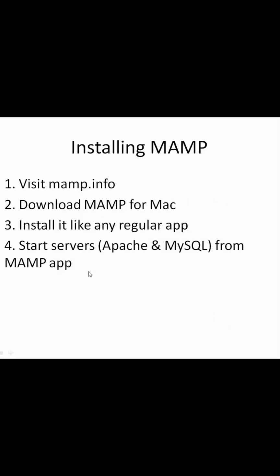Next is how to install the MAMP. The MAMP is almost the same thing as we did in installing the XAMPP. This is where you are going to visit, first of all, mamp.info. Then you are going to download on your Mac, then install it like any regular app. Then start servers, Apache, MySQL from the MAMP app. We will not be getting into detail on how to install this one because it's almost the same thing as what we did with the XAMPP.